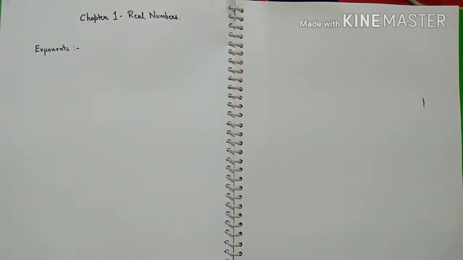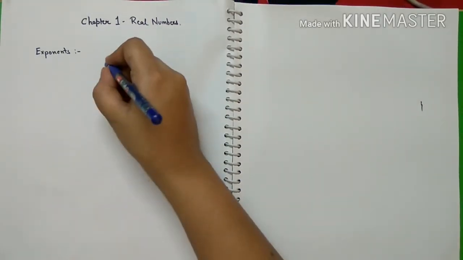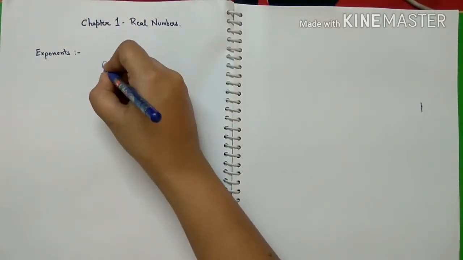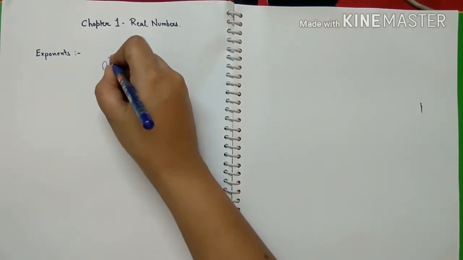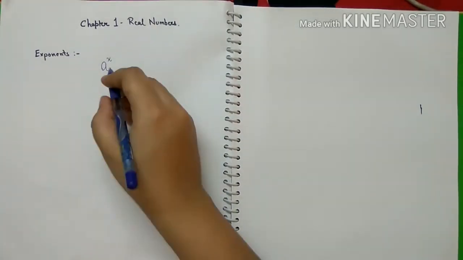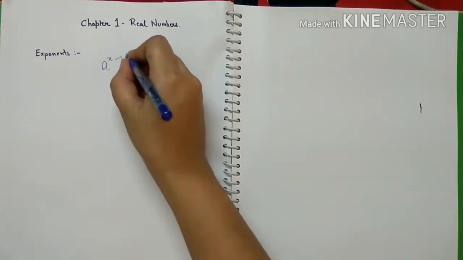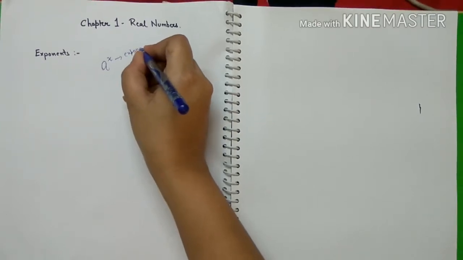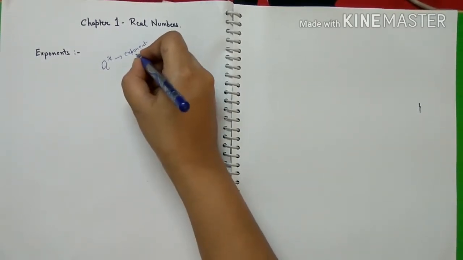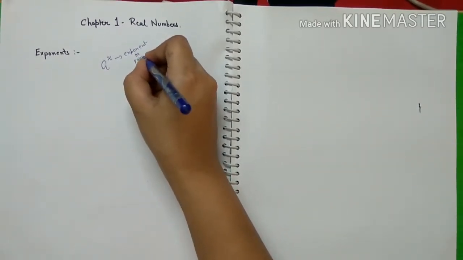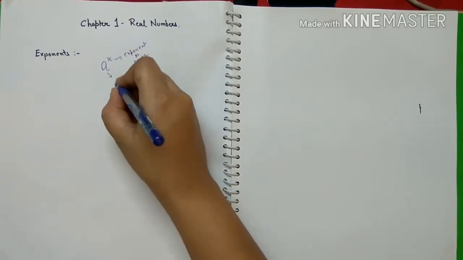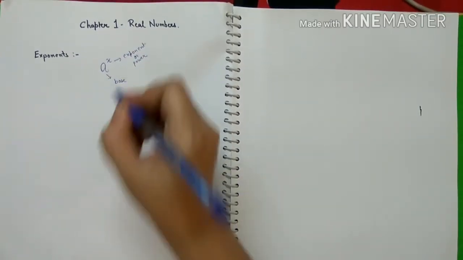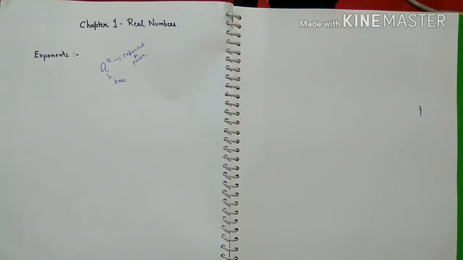Now what are exponents? If we say we have a number a which has a number x written over it, what is this x? This x is called the exponent or the power of the number, and this a is the base. So here x is the exponent, or we can call it the power of the base a.